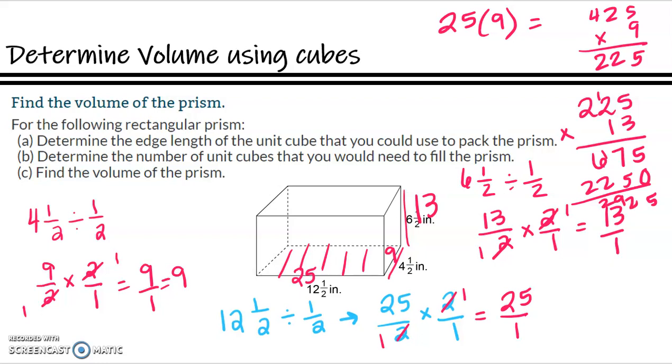So my total volume, when I do 25 times 9 times 13, I get 2,925, and that's inches cubed, if I'm filling it with 1/2 cubes.